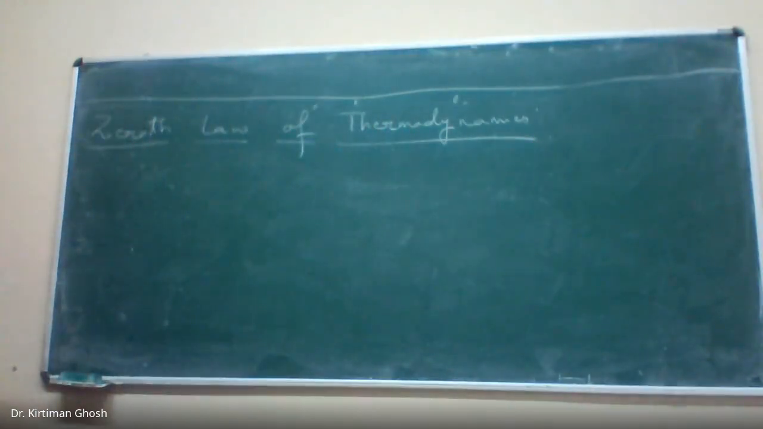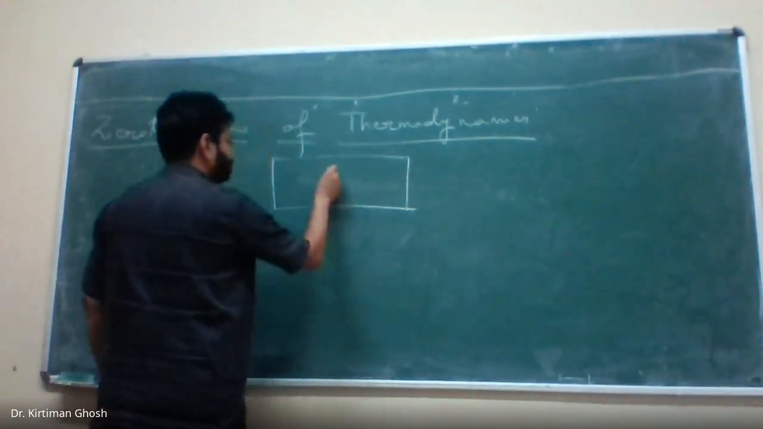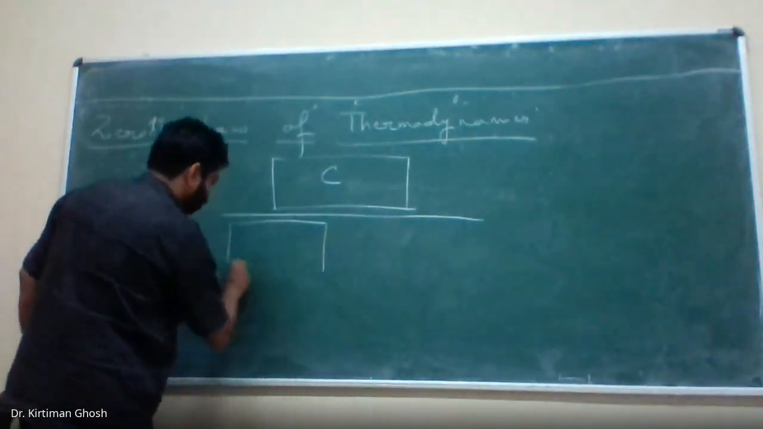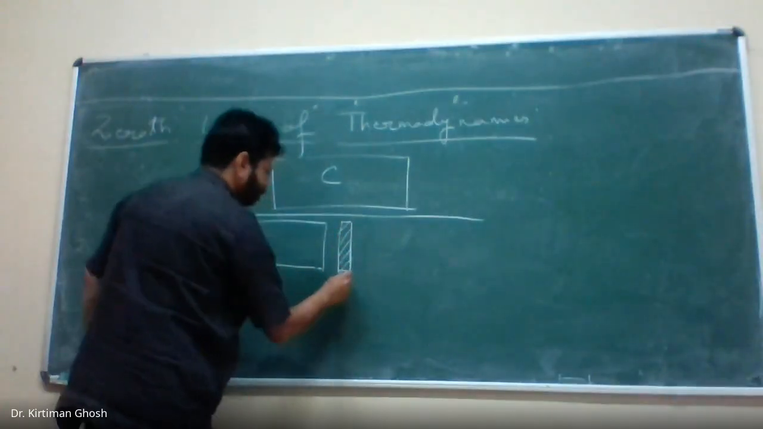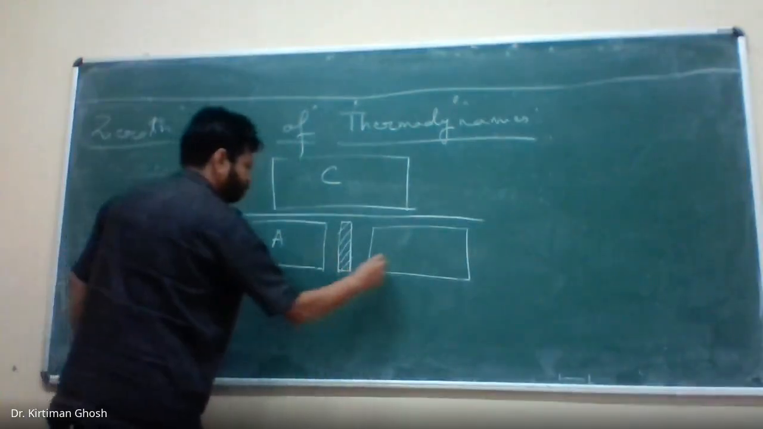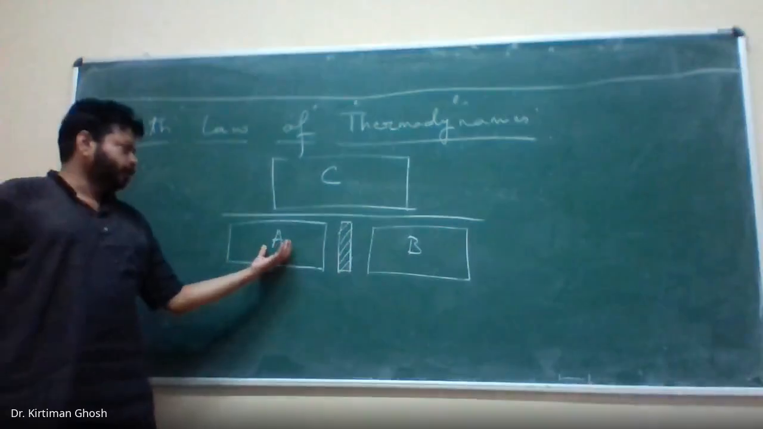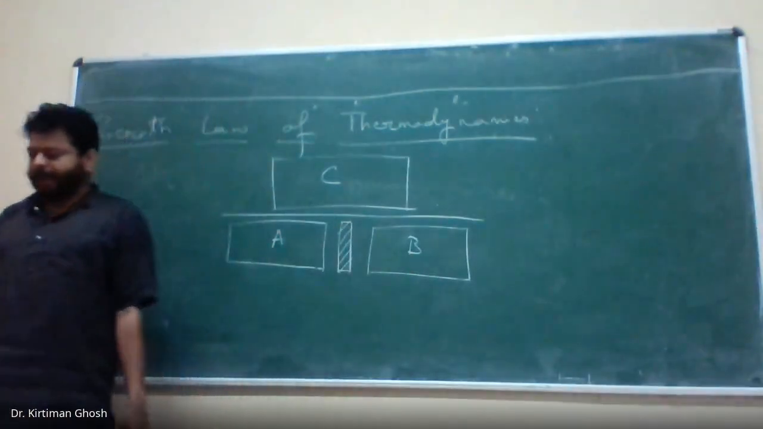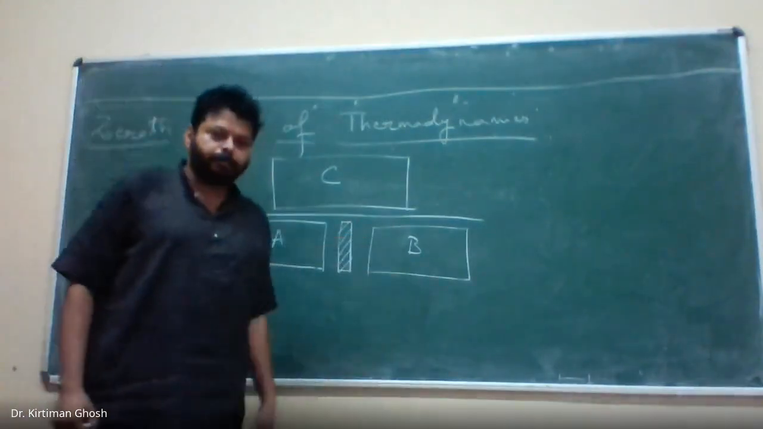Here comes the zeroth law of thermodynamics, which tells you that if you have a system C which is in thermal equilibrium with two systems A and B, which are separated by some adiabatic wall and are not in equilibrium with each other initially, then the zeroth law says that A and B must be in equilibrium.